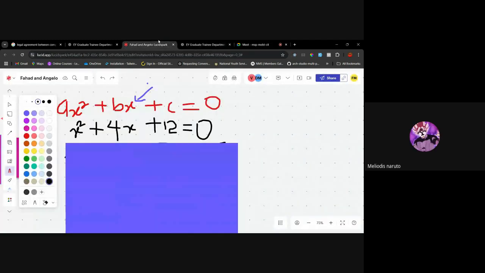So, as I was saying, you recognize a quadratic equation. How? The only way for you to recognize it is when the highest power of that equation is equal to what? 2. If you have 3 here, then this is no more a quadratic equation because the highest power is now what? 3. Are you getting it?